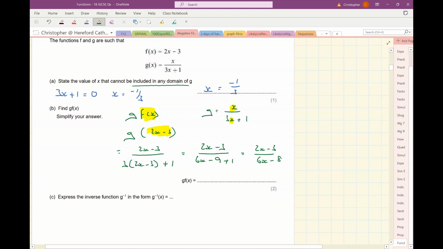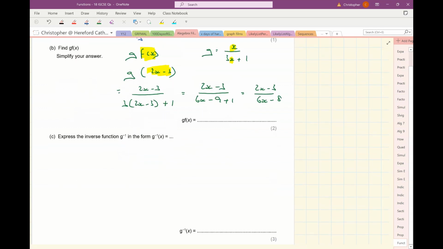Okay, part C coming up. Express the inverse function g to the power of minus 1 in the form g minus 1 of x. Right, let's start by writing down g of x. We'll do this in exactly the same way as always. g of x is x over 3x plus 1. So I'm going to write y equals x over 3x plus 1.